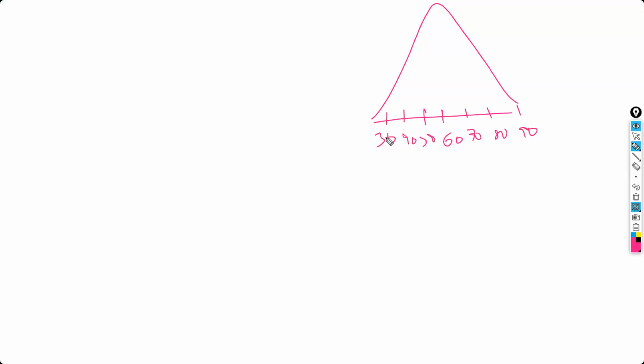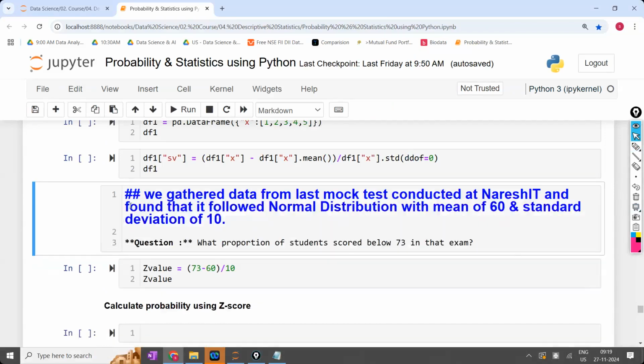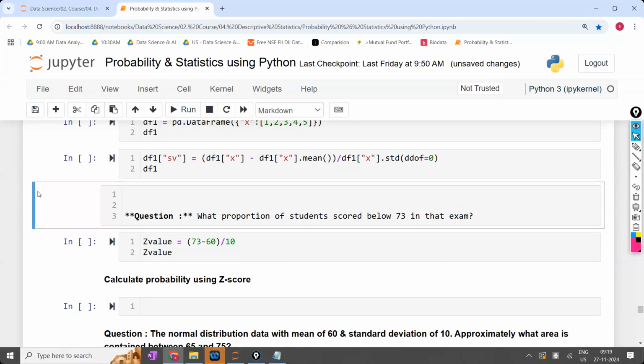Now, based on this data, we are going to have, so this is the question. Everyone please take a note of the question. We gathered data from the last mock test conducted at Naresh IT and found it followed a normal distribution with a mean of 60 and standard deviation of 10. Okay. Now we'll have multiple questions based on this. Question 1, question 2, like that.